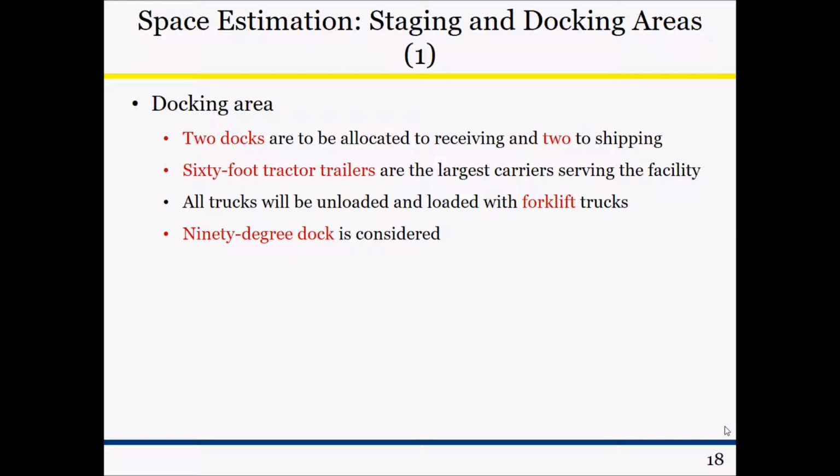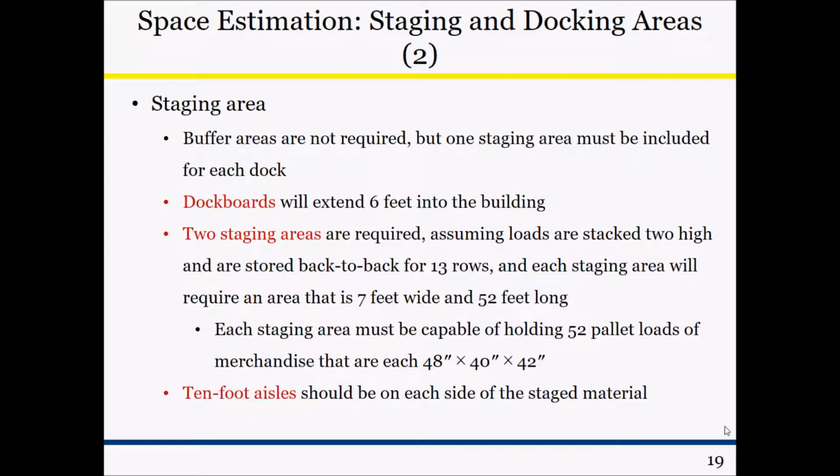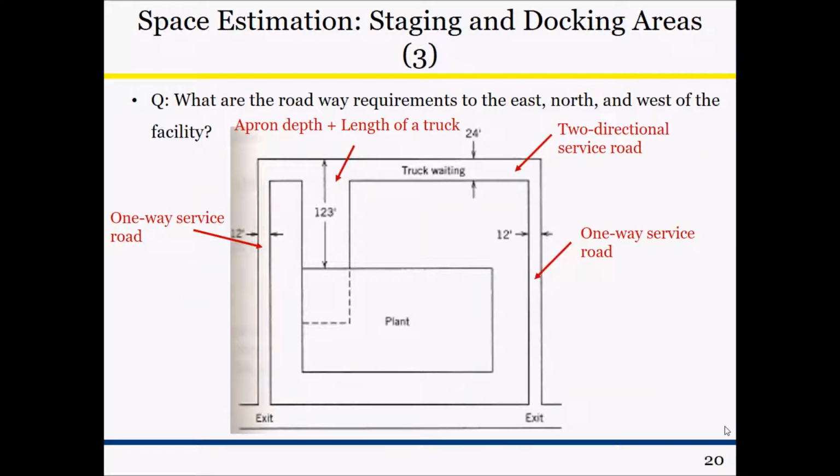Let's go back to the problem here. So we have the description associated with the docking area as well as the staging area, right? And here's the first question: what are the roadway requirements to the east, north, and west of the facility? If you look at it, we have a one-way service road on the west side, and another one-way service road on the east side. So their width must be 12 according to the truck guideline. And on the north side, because we have a two directional service road, the width will be 24.